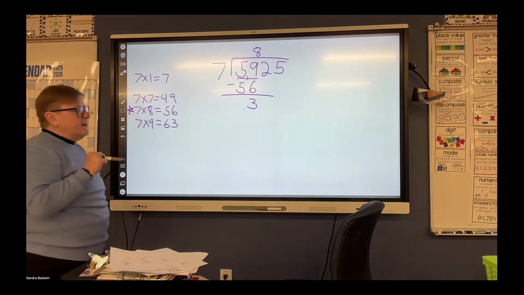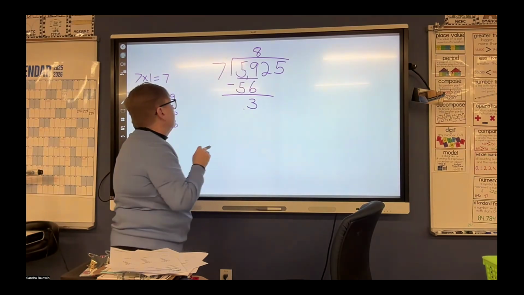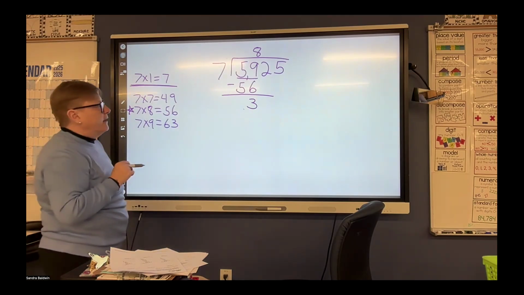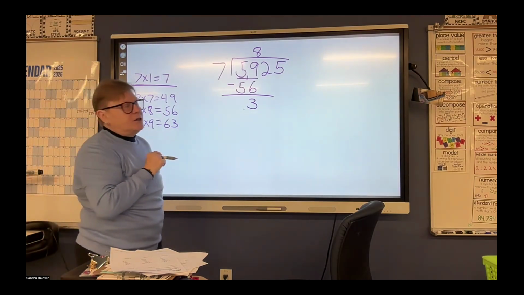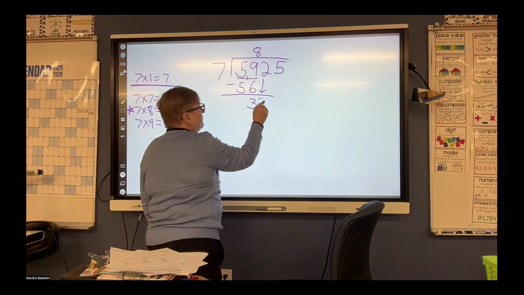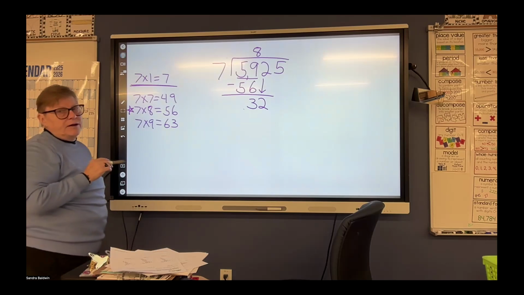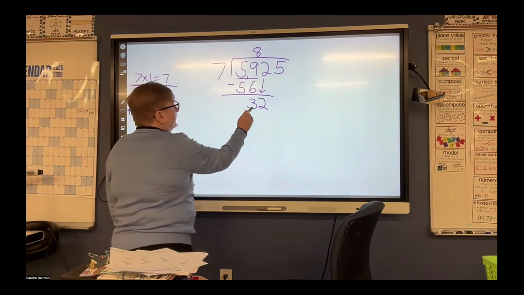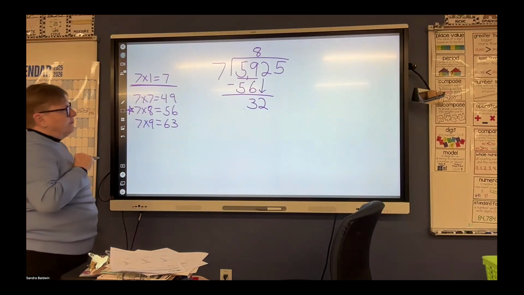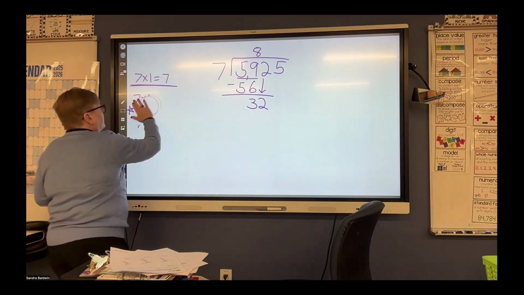Now my question is, can I divide 3 by 7 and get a whole number? Well, the first fact tells me no, I cannot do that. So I need the next digit, the next door digit. I'm going to bring that 2 down here. Now I'm going to divide 32 by 7. If I divide 32 by 7, okay, I'm going to erase this for a little bit.